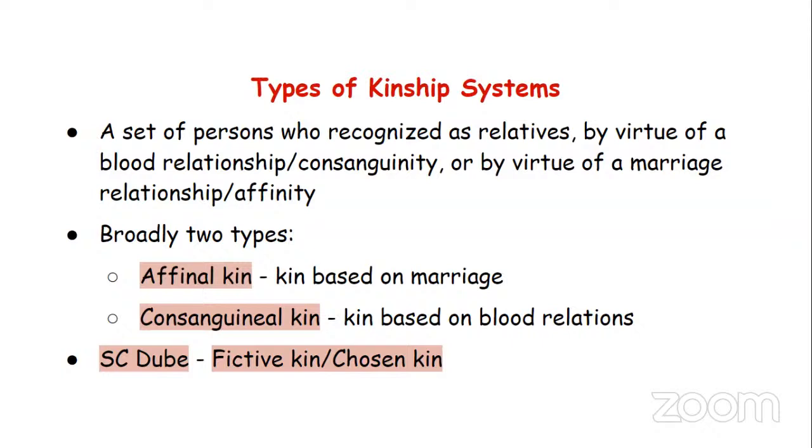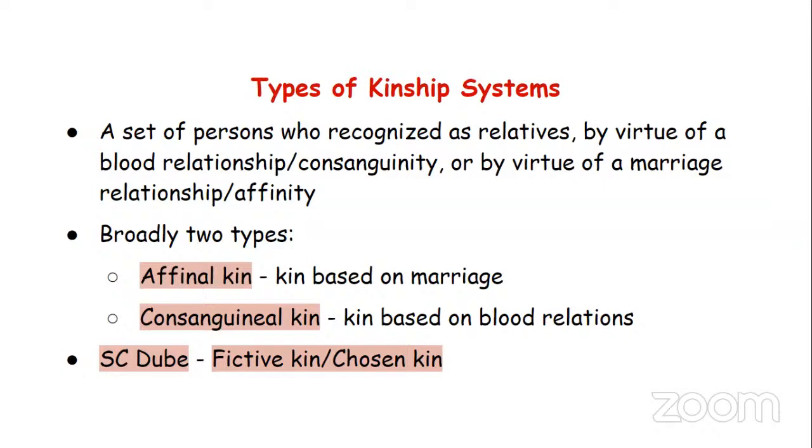Like I said in yesterday's class also, in the current society we cannot limit kinship systems to only blood relationship and marriage. Today, the whole definition or concept of kinship has changed. But still, this is the most basic definition of kinship systems. It is a set of persons recognized as relatives by virtue of a blood relationship, known as consanguinity, or by virtue of a marriage relationship, known as affinity. So people consider themselves relatives either through marriage or through blood relationships.